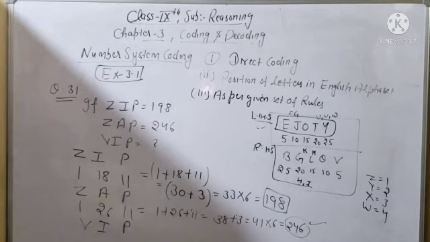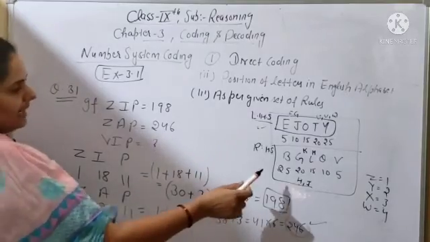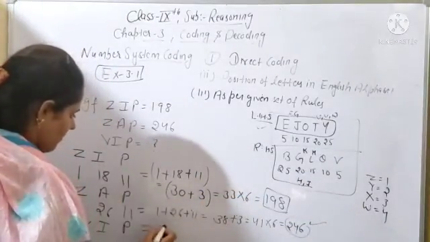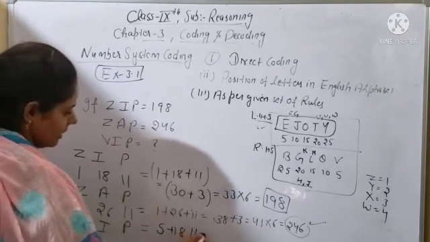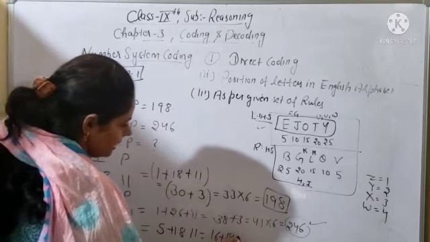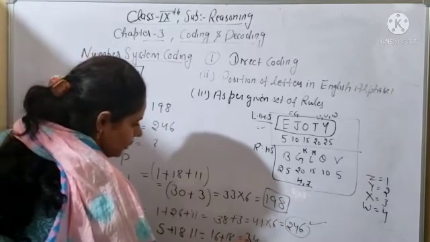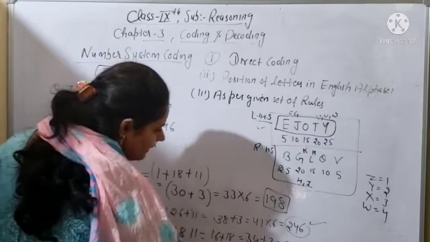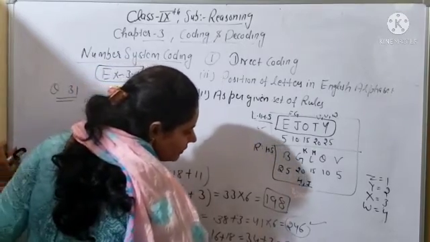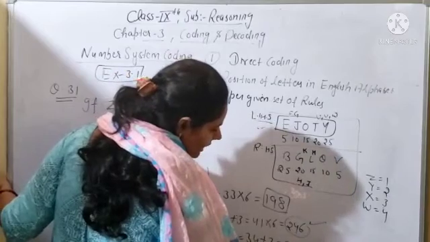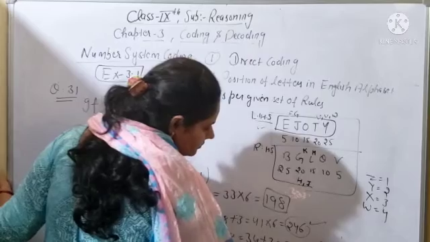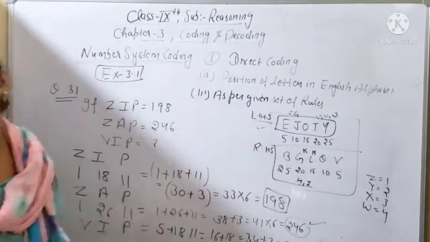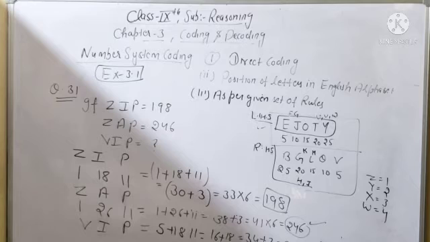So VIP, how will you find out the VIP? What is the position of V from the right hand side? 5. I position is 18 and P position is 11. So 5 plus 18 you will get 23, 23 plus 11 you will get 34. 34 plus 3 you will get 37. Multiply by 6. 6 sevens are 42, and 6 threes are 18 and 4 is 22. So 222 will be your answer. Clear?